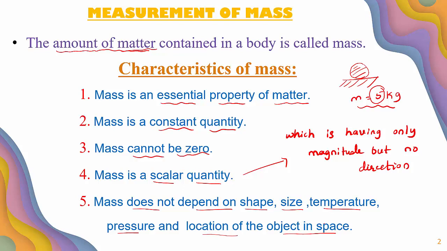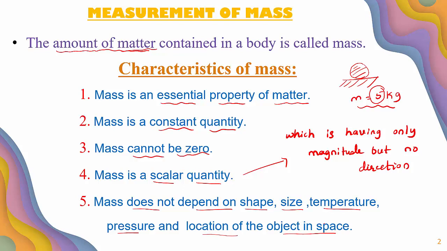So here mass is always constant. That means it is not depending on any physical quantities, like shape, size, temperature, pressure or location of the object in space. If you keep an object in space, it always has the same mass. Its mass never changes, whatever its location, shape, size, temperature or pressure. Mass is always constant. It is not depending on any physical conditions.